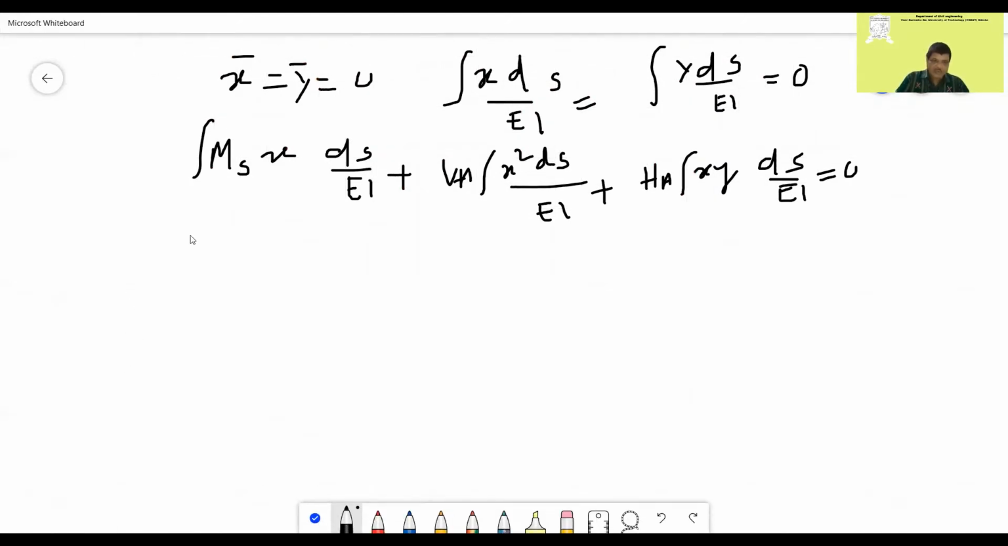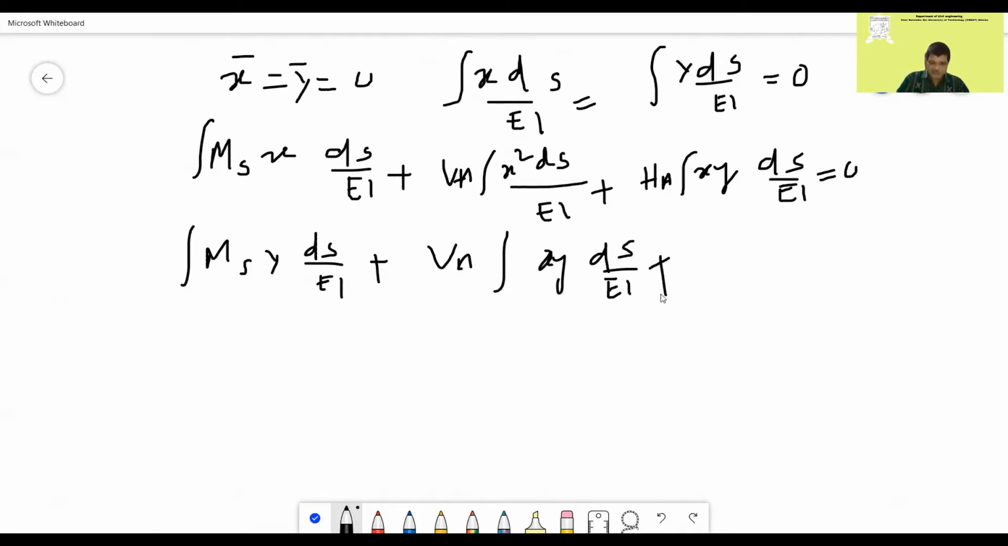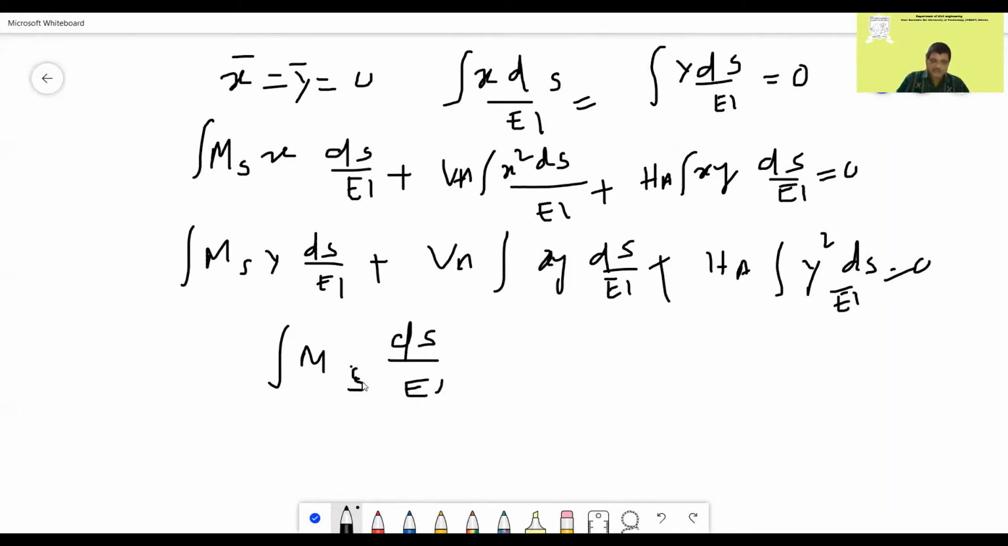Ms y ds by EI plus EA into xy ds by EI plus HA into y square ds by EI is equal to 0. And there is a third equation, that is Ms ds by EI, the moment Ms of the simply supported, plus Ma ds by EI equal to 0. What does it mean? Basically, what do these three equations indicate?